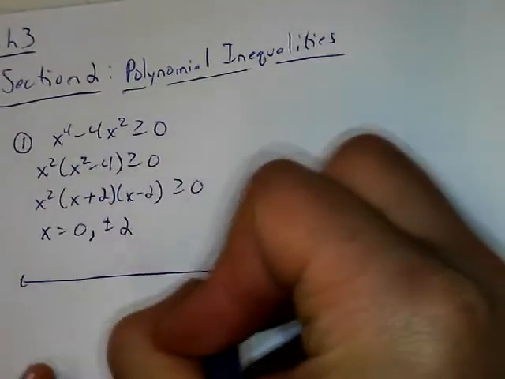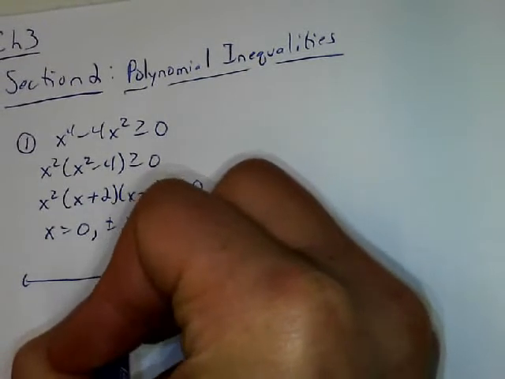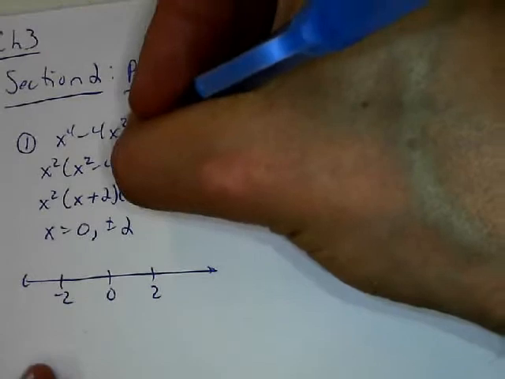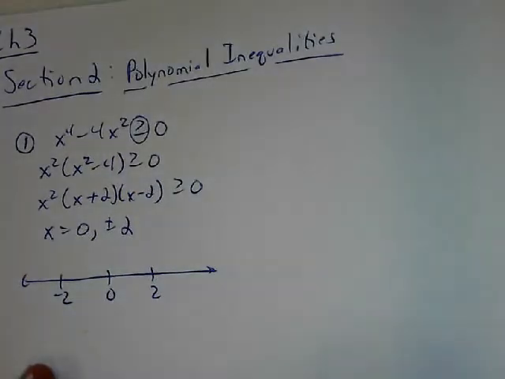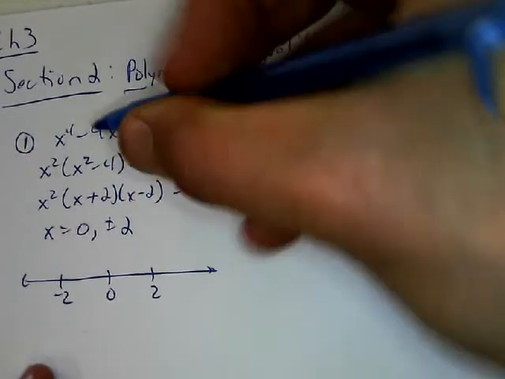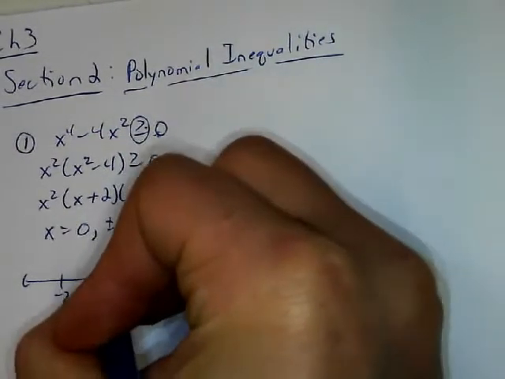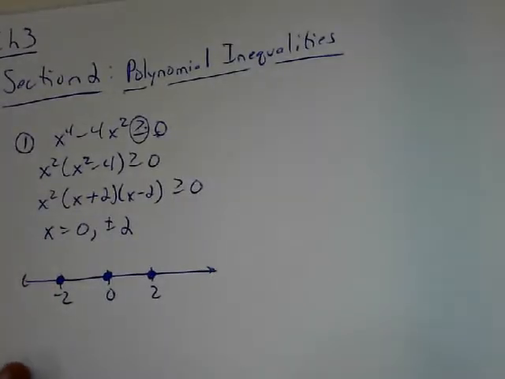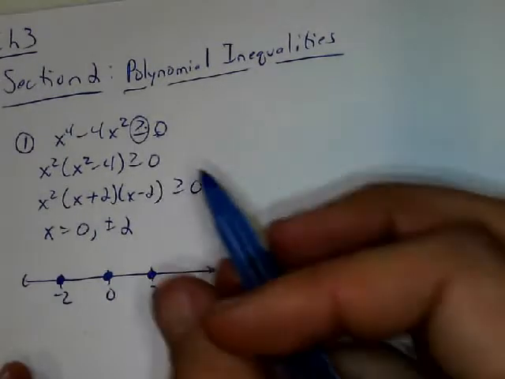We can then complete our sign analysis. 0, 2, negative 2. Now we've got to be careful. This here tells us what kind of mark to make on those. Since this problem can be equal to 0, I'm going to put closed dots on all of these values. Now, I can do my sign analysis.